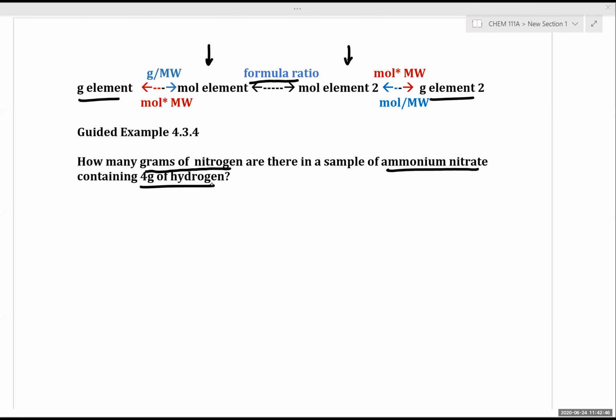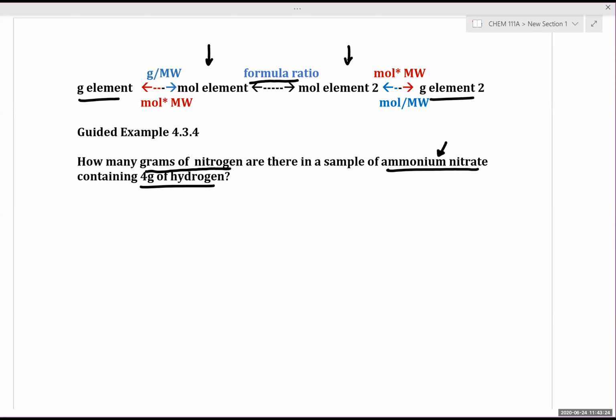So in this example, we're trying to figure out how many grams of nitrogen are there in a sample of ammonium nitrate with 4 grams of hydrogen. So for ammonium nitrate, we have a name. We're going to need to figure out a formula for that name. So would someone like to volunteer and tell me what is the formula of ammonium nitrate? Don't be shy to type it in the chat or unmute and provide me the formula, or you can provide the formula of one of the ions in ammonium nitrate.